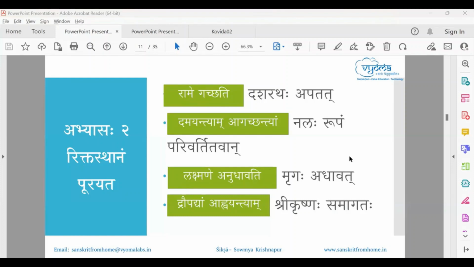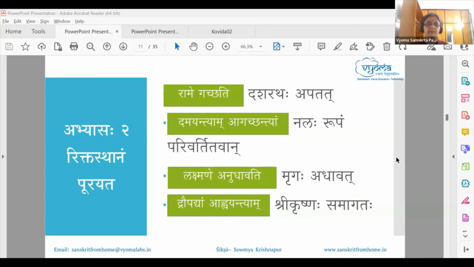Damayantyam agachantyam nalaga rupam. So Damayanti. There is one more word, parivartitavan. Nalaga rupam parivartitavan, Damayantyam agachan. So when Damayanti was coming back, Nala was able to change his form, his rupam. So he changed his form. Nalaha rupam parivartitavan. When Damayanti came, he changed his form.